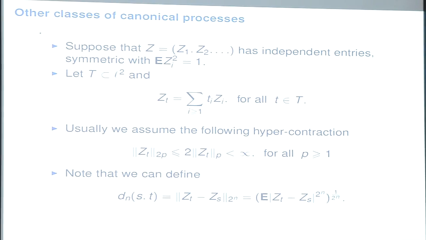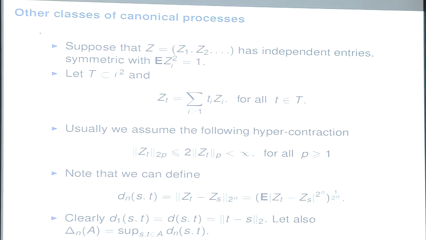of processes. And let me define d_n as just the 2 to the power n moment of an increment for such a canonical process. Obviously, there is one important distance, which is d_1 in this formulation, and this is exactly, once again, the Euclidean distance.